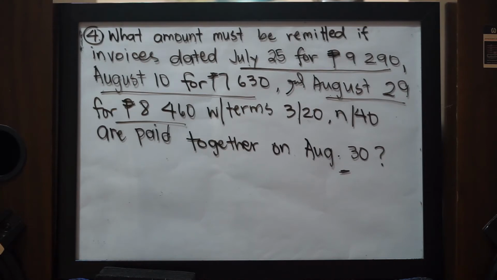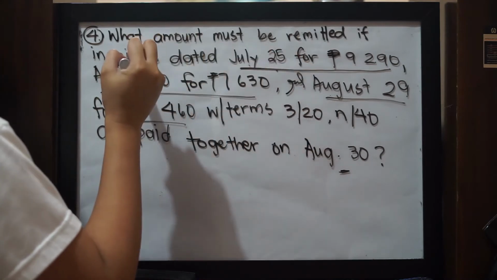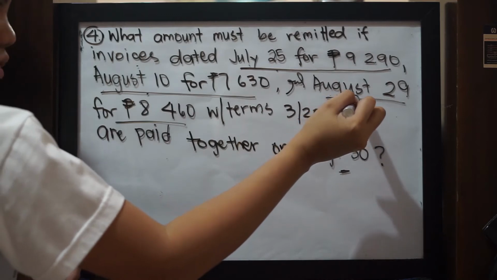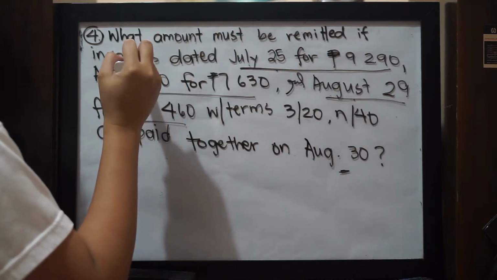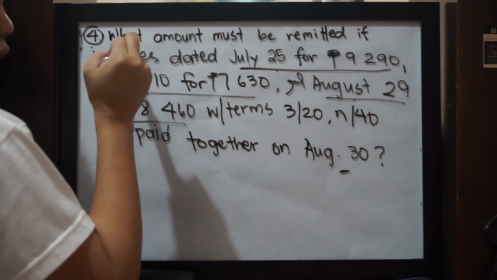So, again, yung July 25 natin ay invoice date. Yung August 10 din ay invoice date. Yung August 29 din natin ay invoice date. Kasi ayan na sinabi, what amount must be remitted if invoices dated.